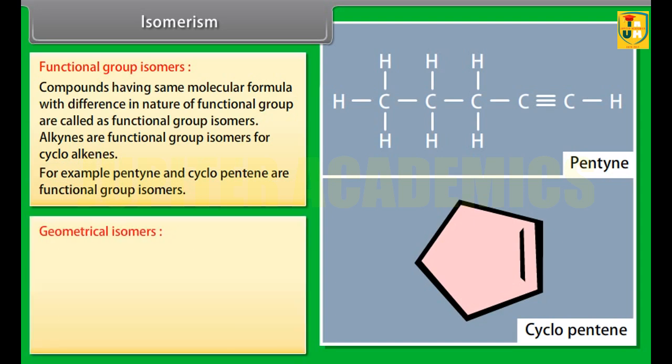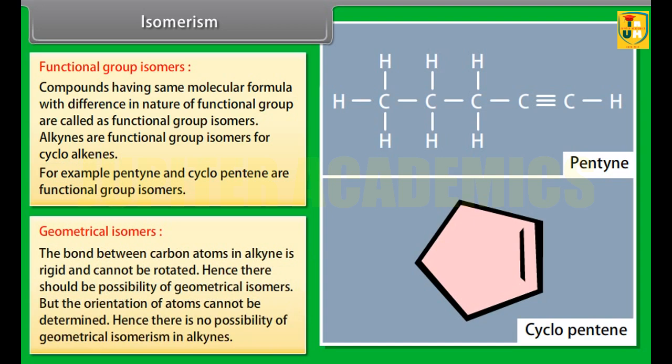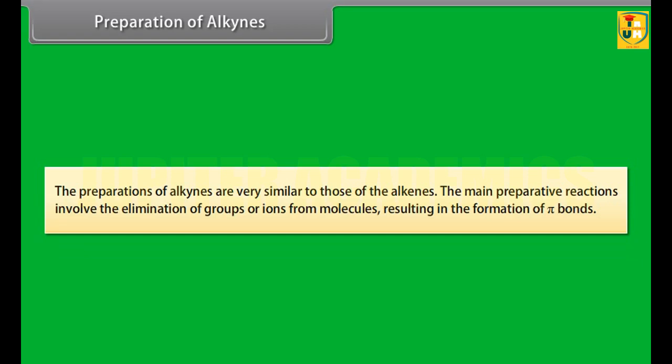Geometrical isomers. The bond between carbon atoms in an alkyne is rigid and cannot be rotated. Hence, there should be a possibility of geometrical isomers. But the orientation of atoms cannot be determined. Hence, there is no possibility of geometrical isomerism in alkynes. Preparation of alkynes. The preparations of alkynes are very similar to those of the alkenes. The main preparative reactions involve the elimination of groups or ions from molecules, resulting in the formation of pi bonds.